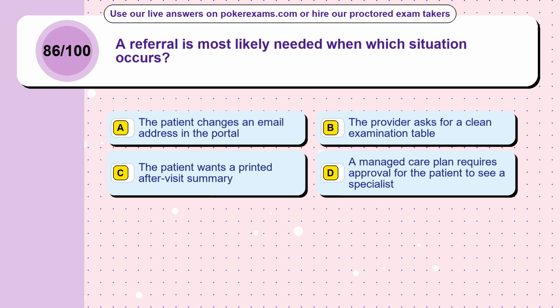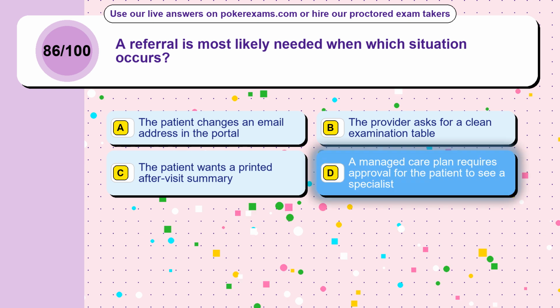Question 86. A referral is most likely needed when which situation occurs? Option A. The patient changes an email address in the portal. Option B. The provider asks for a clean examination table. Option C. The patient wants a printed after-visit summary. Option D. A managed care plan requires approval for the patient to see a specialist.